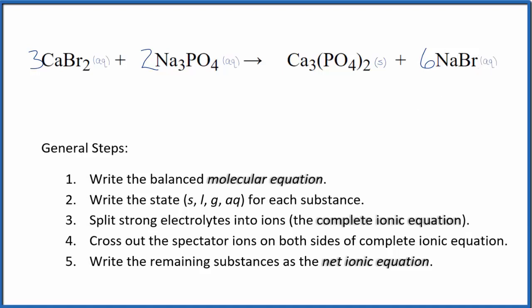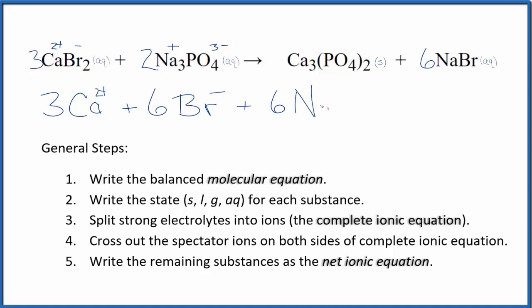Now we can split the strong electrolytes into their ions for the complete ionic equation. Calcium group 2, that's going to be 2 plus. And the bromide here, that's 1 minus, each one of them. So I have 3 calcium ions, Ca2 plus, and I'll write the states at the end. Plus, I have 2 bromide ions times 3. So I have 6 of these bromide ions here. Then sodium's in group 1, that's 1 plus, each one of those, and the phosphate, the whole thing, 3 minus. So 2 times 3, that gives me 6 of these sodium ions, that Na plus, and then I'll have 2 phosphate ions. So these are the reactants in our net ionic equation.